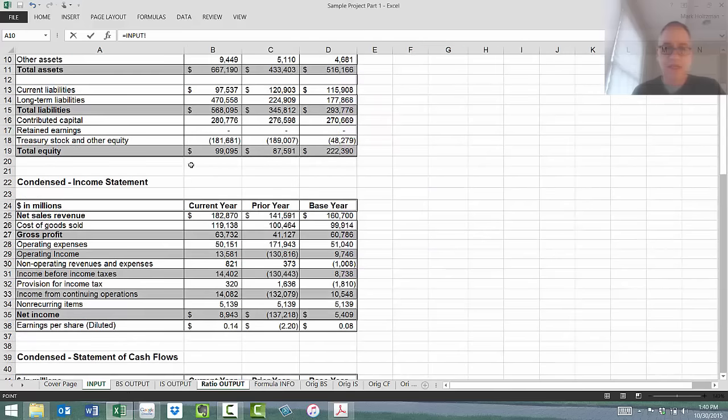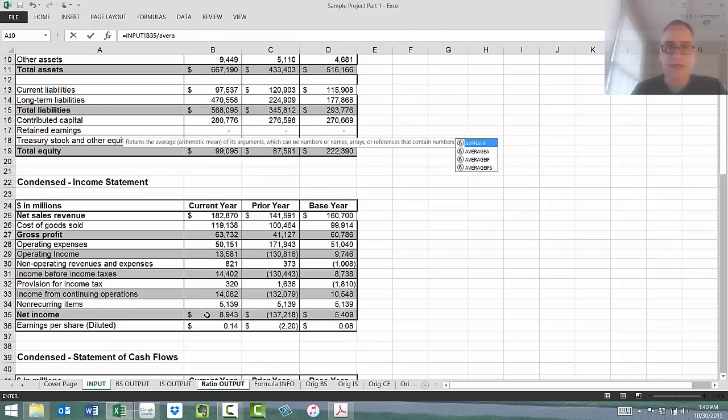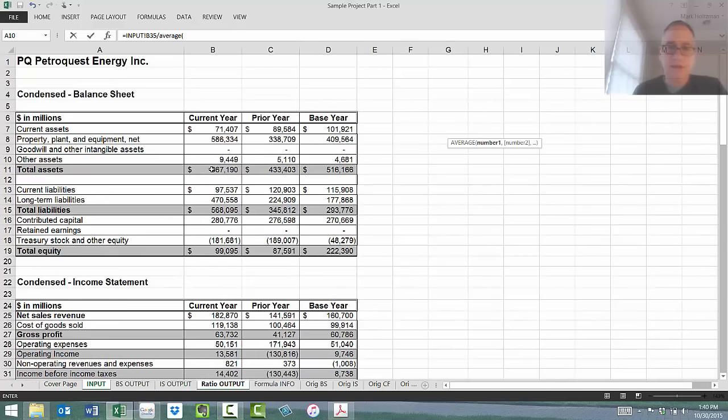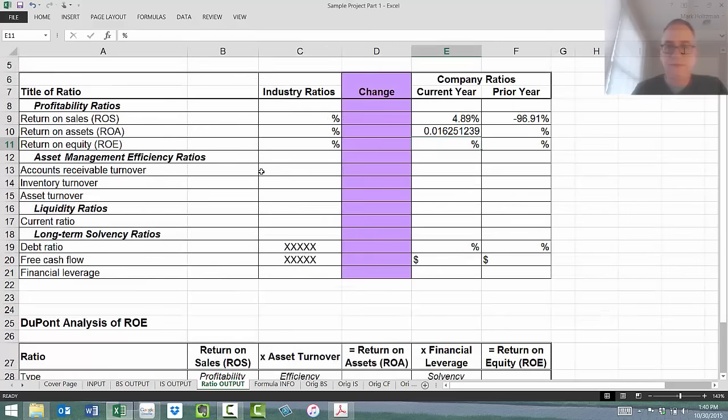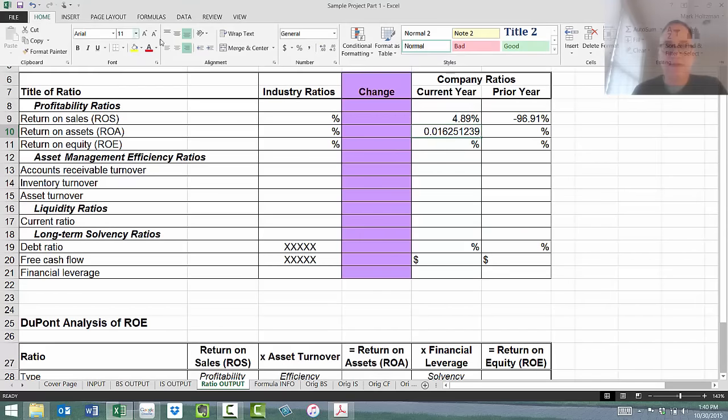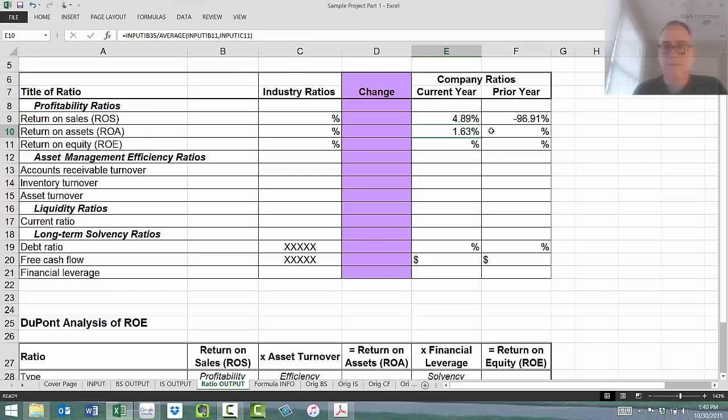Return on assets would be income divided by the average of ending assets and beginning assets. So I'd get 1.6%. And same thing for the prior year. And you complete all the ratios in this way.